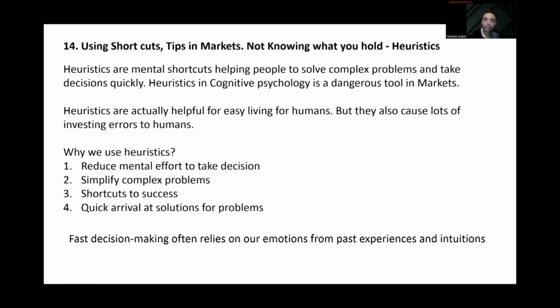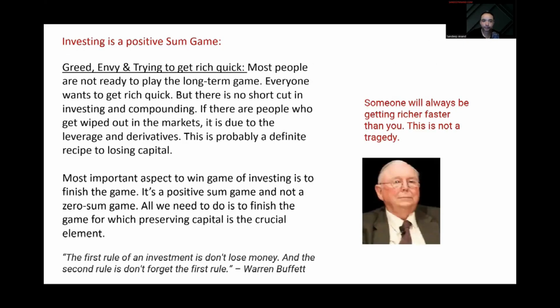Heuristics help us accelerate in everyday life, simplify complex problems, give shortcuts to success, and quick arrival at solutions for problems. We use heuristics for all of that. For fast decision making, it often relies on our emotions from past experiences and intuitions. So most often our decisions are driven by past experience and intuitions, right? So the more experience, and our intuitive mind and short-term memory registers, it's a registered memory.